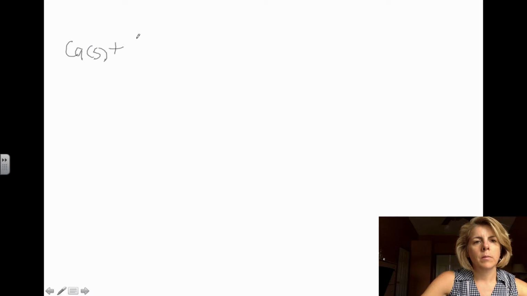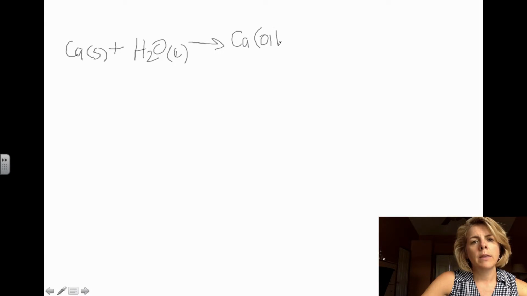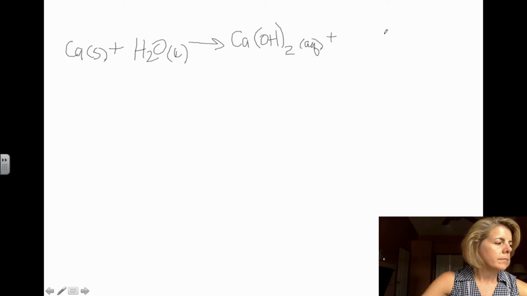Calcium solid plus H2O liquid yields. Now I'm not putting a subscript by calcium, and I'll tell you why. The hydroxide ion is a -1. This is a 2+. So I'm going to do the crisscross. I'm going to put the subscript of 2 down there. Now this is aqueous, so it's aq, plus hydrogen. Hydrogen is diatomic, okay? So it's always going to be H2 and then gas.